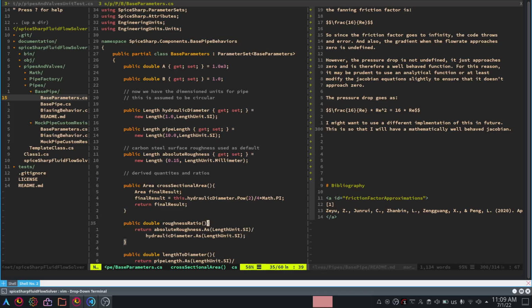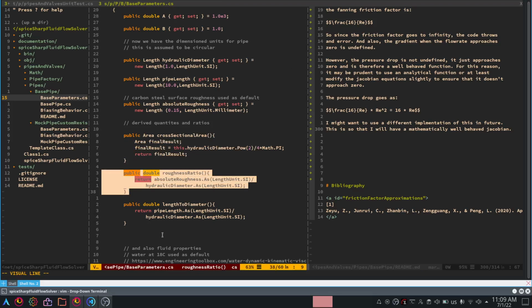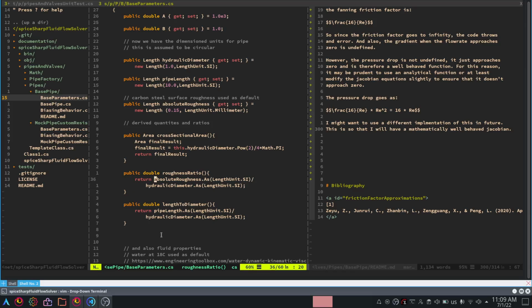In the base parameter class, I also give ways to calculate cross-sectional area, which is pretty useful if you want to calculate the Reynolds number from the mass flow rate. Roughness ratio here is the absolute roughness, change the units to SI, divided by hydraulic diameter, change the units to SI. I have yet to test whether this does the unit conversion correctly, but I will just leave it for the time being. Length to diameter is pipe length as length unit SI divided by hydraulic diameter as length unit SI.